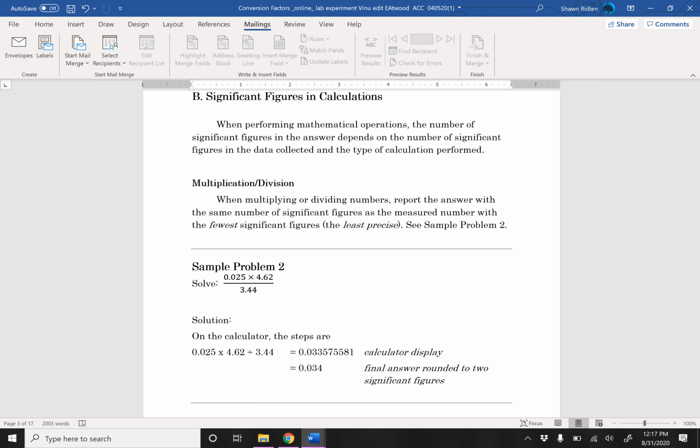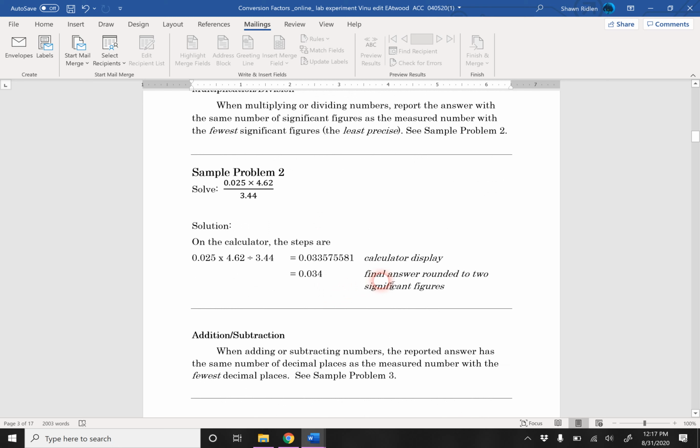So all you have to do is find the number that has the fewest number of sig figs, and that will tell you how many to keep in your final answer. The only exception there is if you have something like a conversion factor. But in general, you'll find the one with the fewest number of sig figs, and that's how many you keep in your final answer.